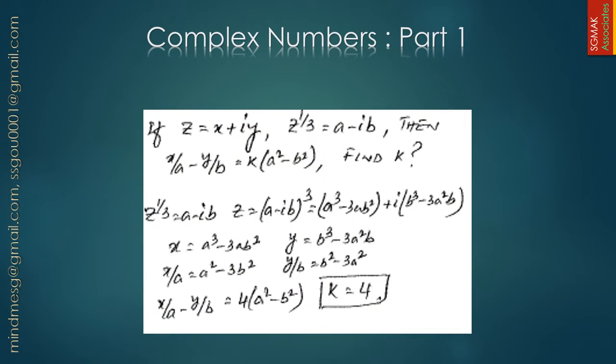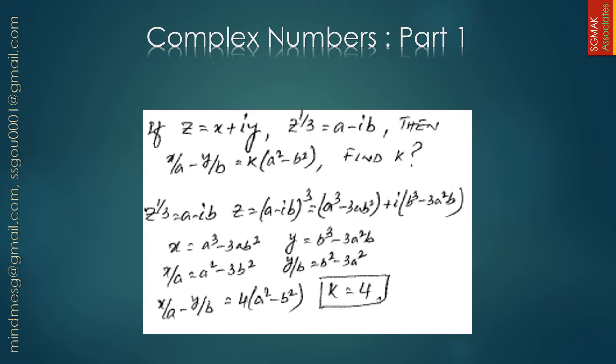So it says the complex number z is x plus iy, and z raised to the power 1/3 is a minus ib. If those relations hold, then we can show that x over a minus y over b is k times (a squared minus b squared). So if you can get to that form, what's the value of k?